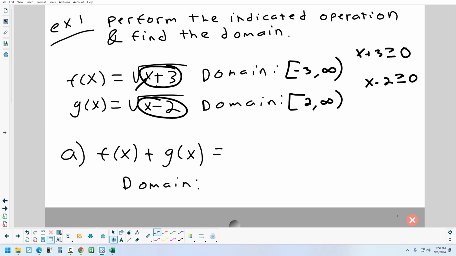All right. So now let's take these two functions and create a new one by adding them. They're not like terms. Square roots that are like terms would look like this. Here's an example. If you had the square root of x plus another square root of x, that's 2 square roots of x. But these have to be the same to combine them together. These are different. X plus 3, x minus 2.